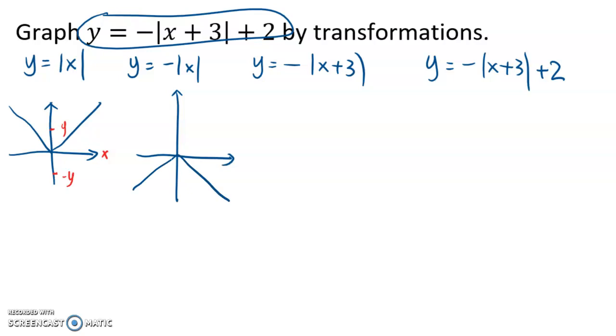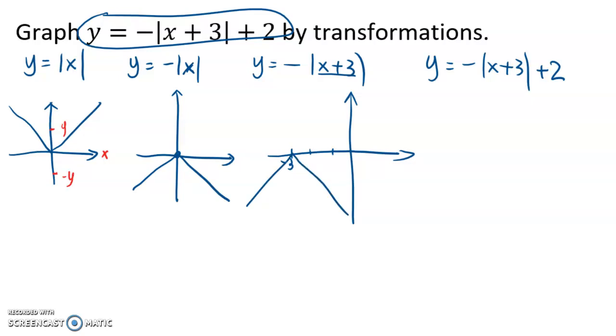Okay, now the next transformation is replace x by x plus 3. That means your graph needs to shift 3 units to the left. Okay, so that means this turning point will go to -3, 0. 3 units to the left. Right? So it's going to be like this.